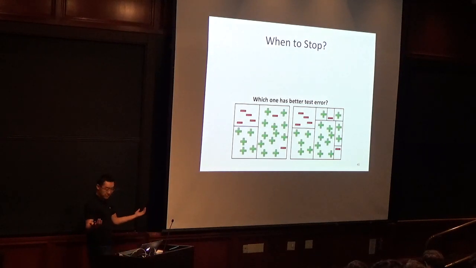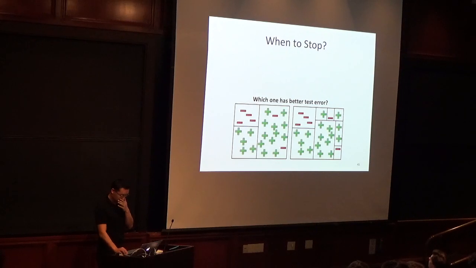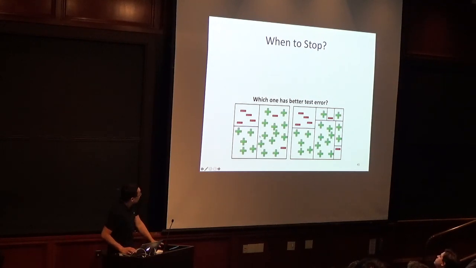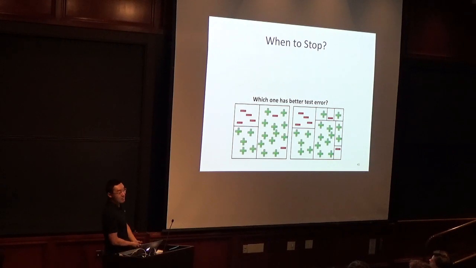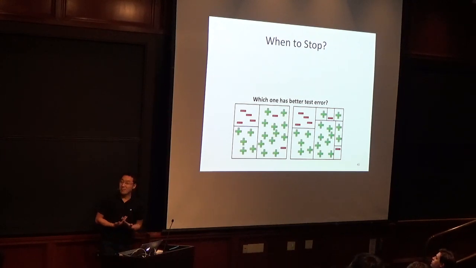Okay, so the last question is when to stop. Here is the same training data and two possible decision trees. The left tree is a subtree of the right tree. So on the right tree you just kept going, and on the left tree you stopped earlier. Now the right tree has lower training error, has lower impurity. Well, the key question is, doesn't it have lower test error? Because that's what we actually care about.